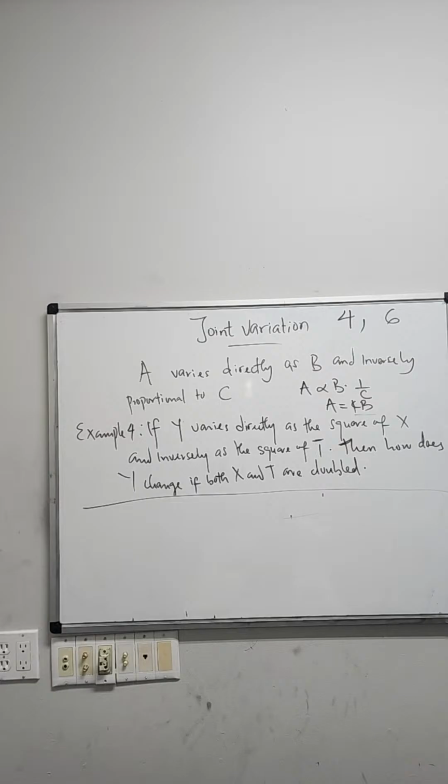If y varies directly as the square of x and inversely as the square of t, then how does y change if both x and t are doubled? I'm giving you 3 minutes. Think about it.